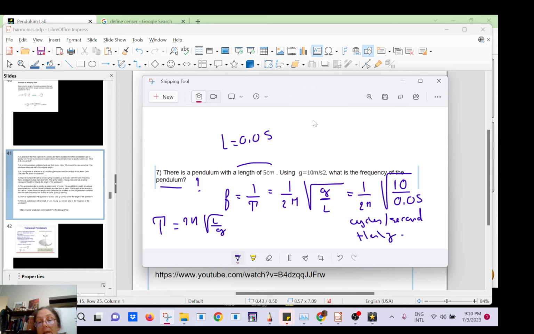Okay. So you have period. The period is 1 over the frequency. The angular frequency is 2 pi over the period, which is equal to 2 pi times the frequency. And again, this is the number of radians per second.